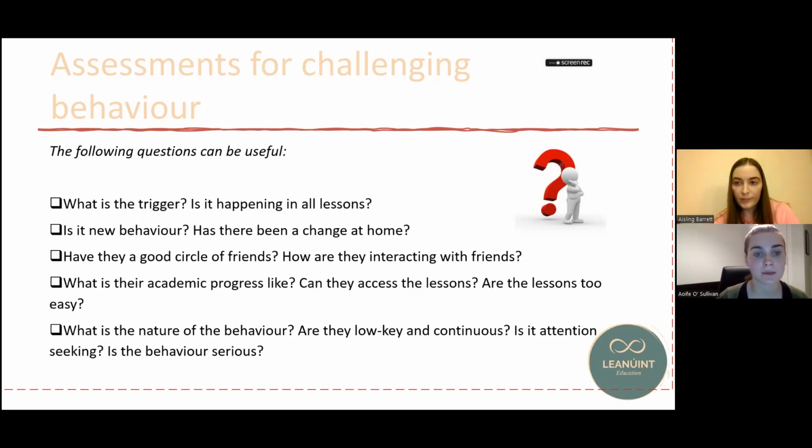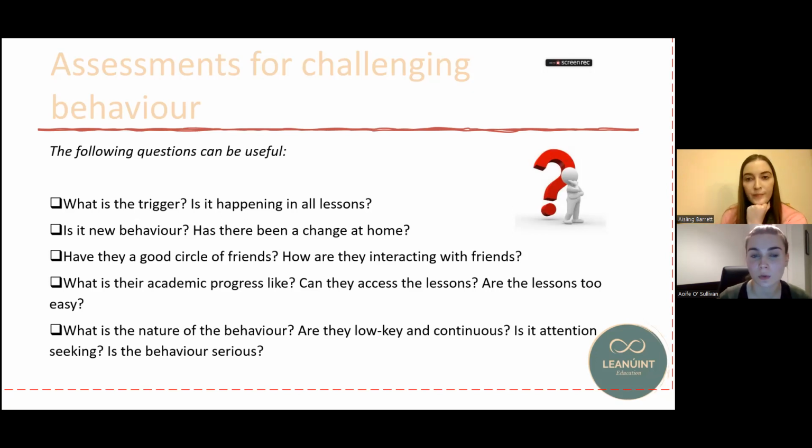So maybe it's a behaviour that's specifically related to a maths lesson because a child is struggling in that area, or maybe it's specifically related to a PE lesson because there is a lot of sensory overload in the hall, and it's loud and there's a lot going on. So it's important to find out what lessons it's occurring in, or if it's occurring in all lessons. Is it a new behaviour, or is this a behaviour that's existed for a while?